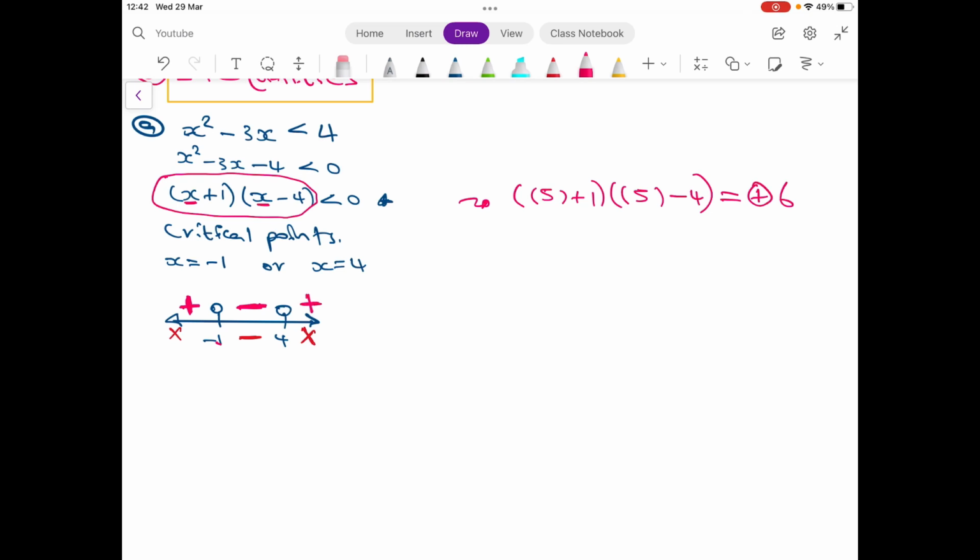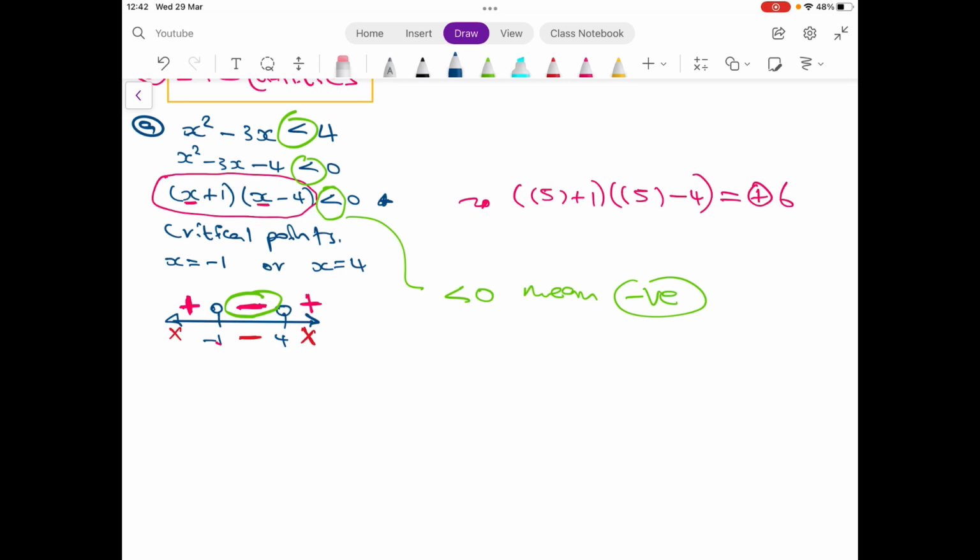Now to write the final answer. Because here we have less than, and less than 0 means negative, we are interested in this negative region. So we just need to write this in inequality form, the final answer.